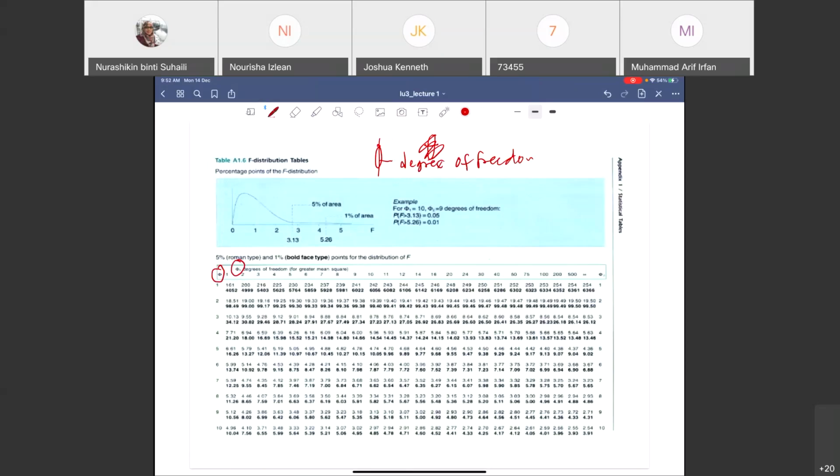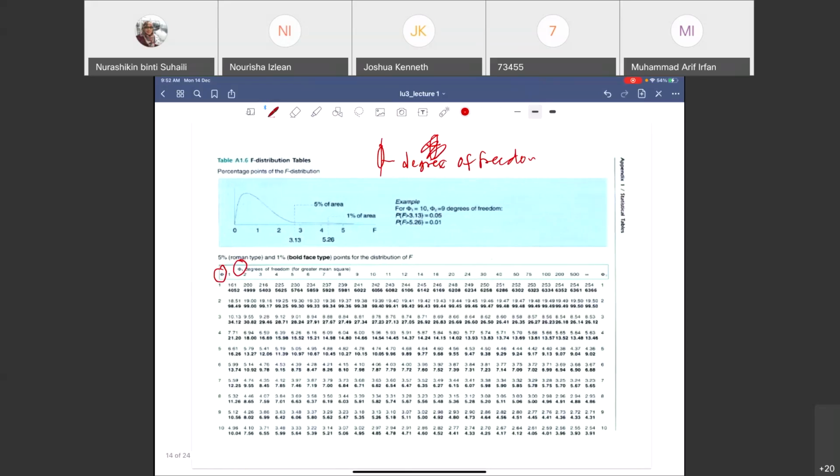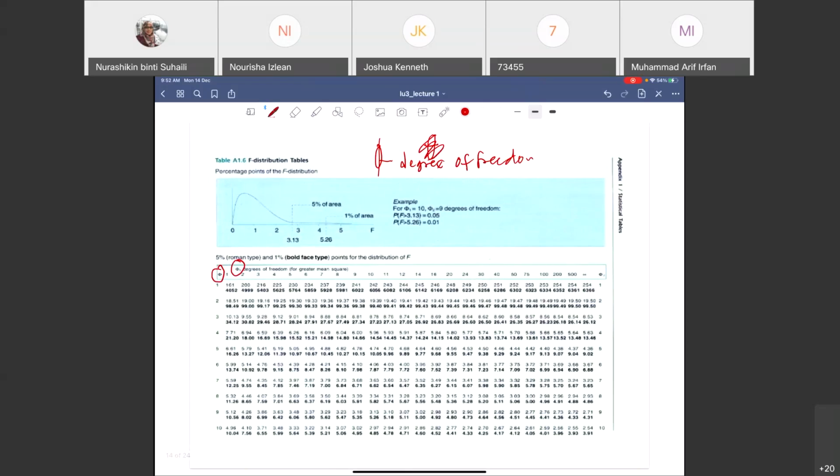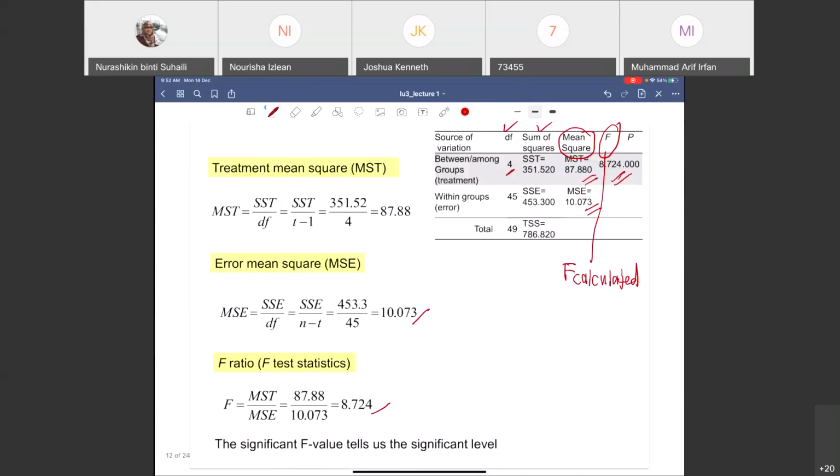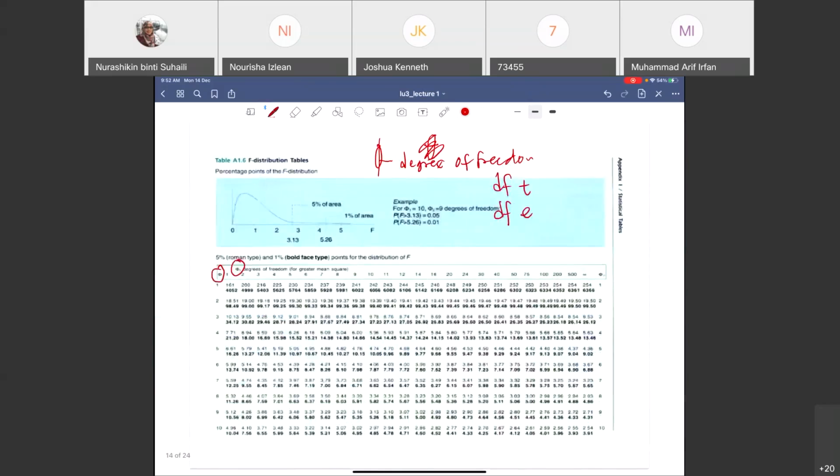Okay, and you have to have two values of the degree of freedom. So what are those values? Those values are the degree of freedom of the treatment and the degree of freedom of the error. So let's say in the example just now, you got the values of 4 and 45. Remember that: 4 is the degree of freedom for the treatment and the degree of freedom for the error is 45.